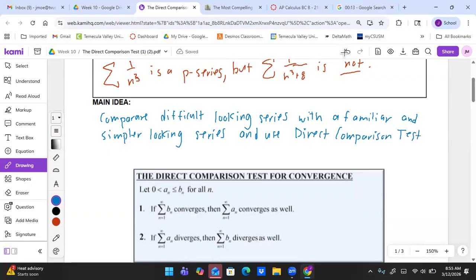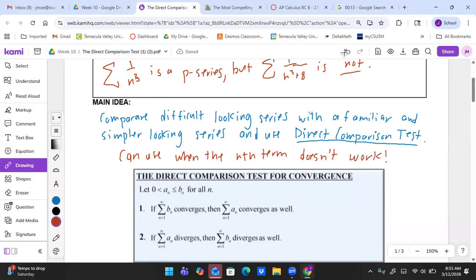Okay, so I need to tell you what the direct comparison test is. This is just when to use it. When a series looks very close or similar to something nice and easy that you know how to do. Also, you can use this when the nth term test doesn't work. It's not a factorial. That's an exclamation point.